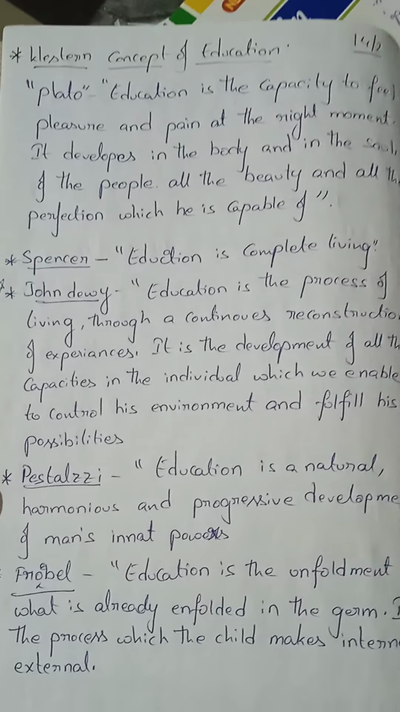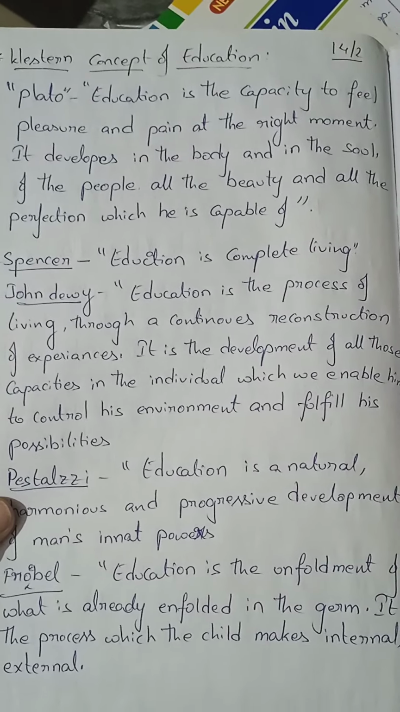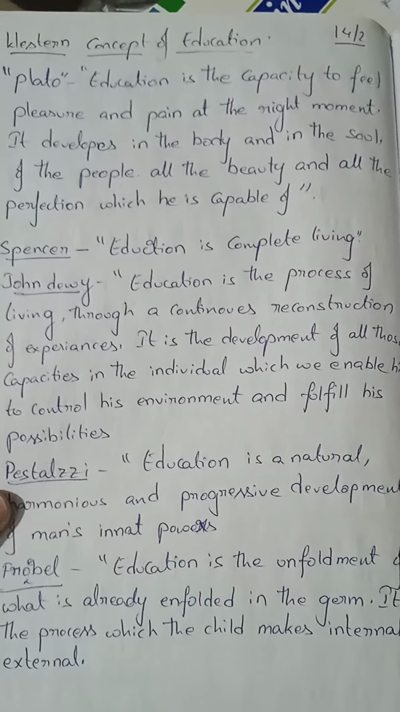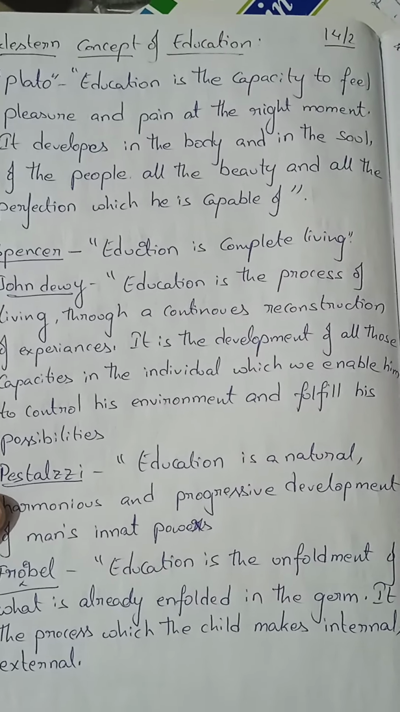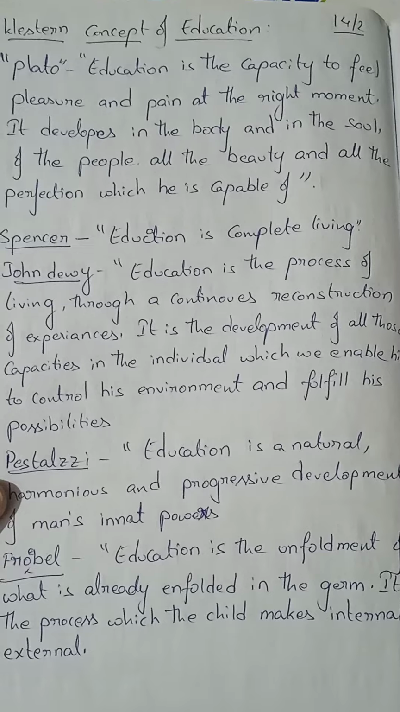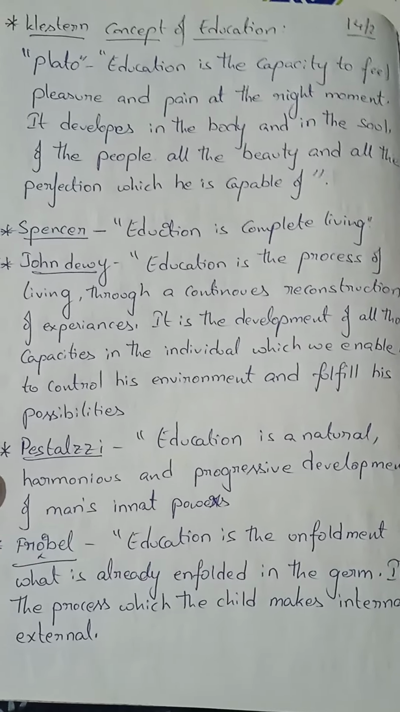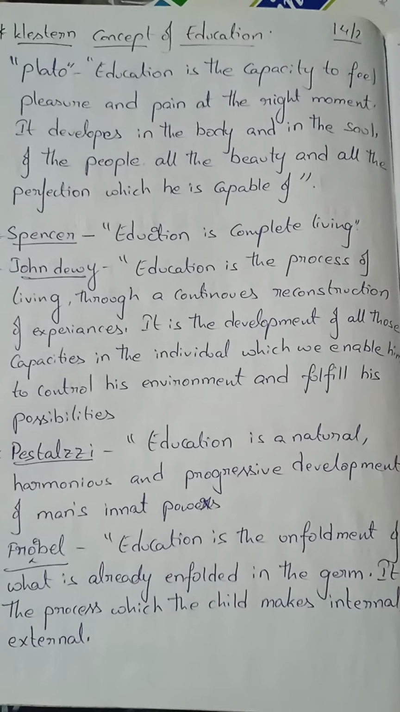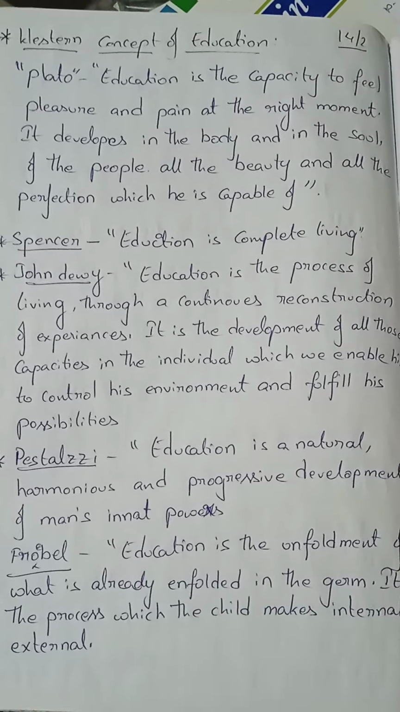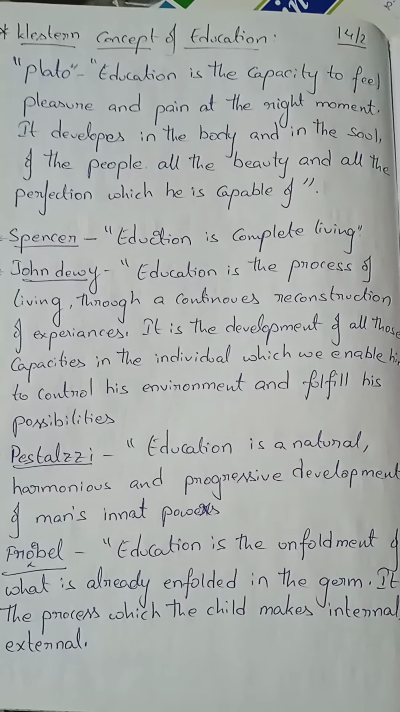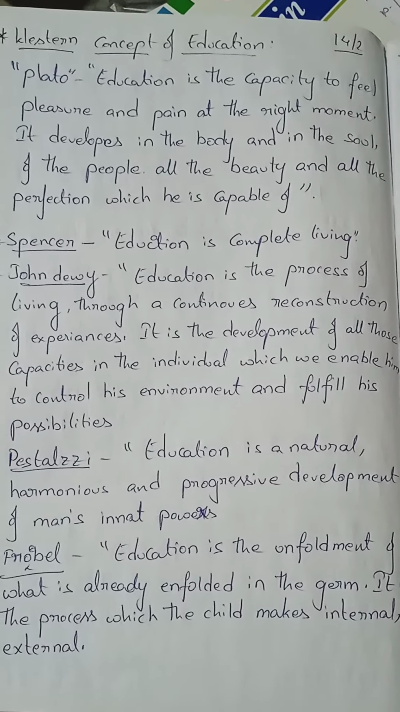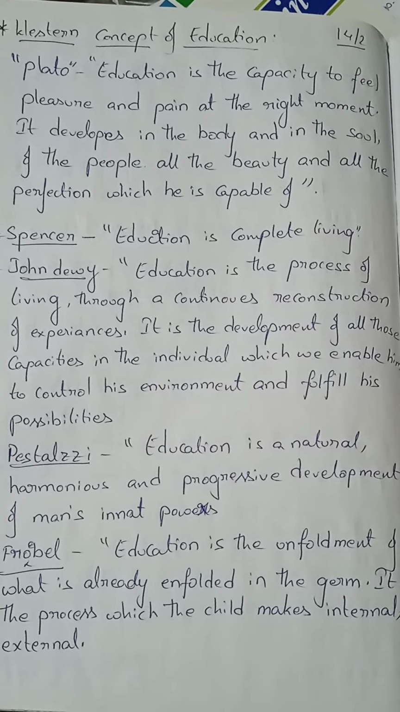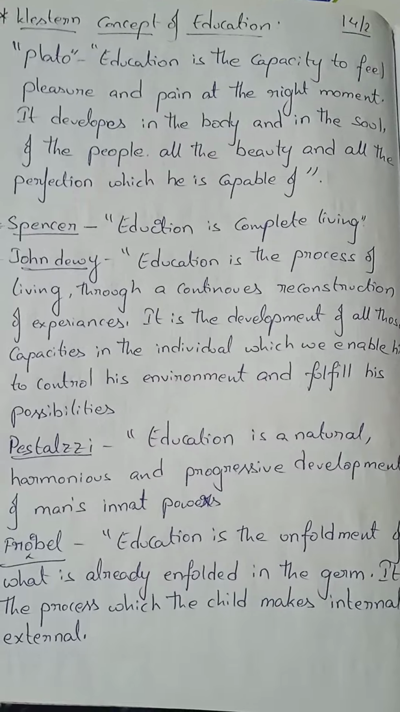According to Plato, education is the capacity to feel pleasure and pain at the right moment. It develops in the body and in the soul of the people all the beauty and all the perfection of which he is capable. According to Spencer, education is completely living. According to John Dewey, education is a process of living through a continuous recognition, reconstruction of experiences. It is a development of all those capacities in the individual which will enable him to control his environment and fulfill his possibilities.